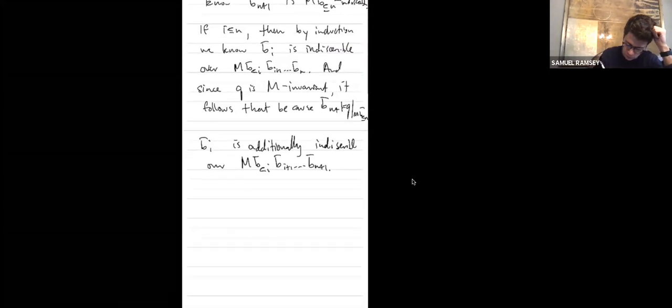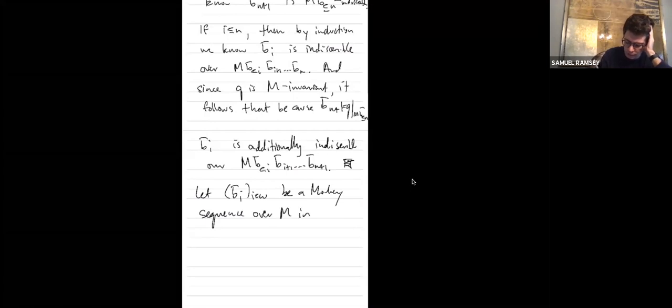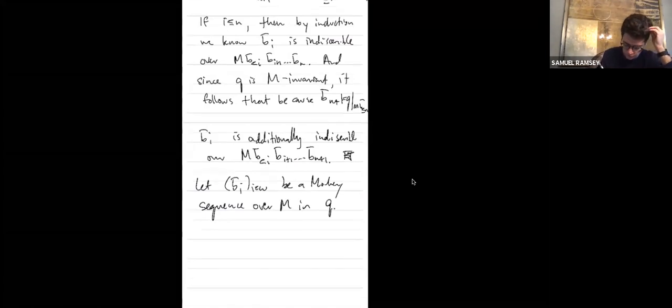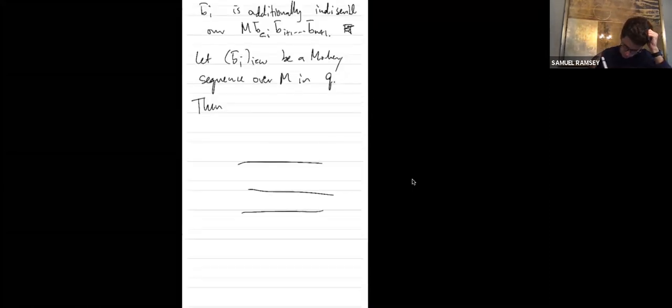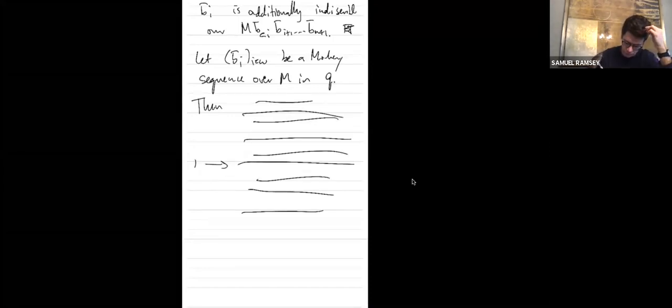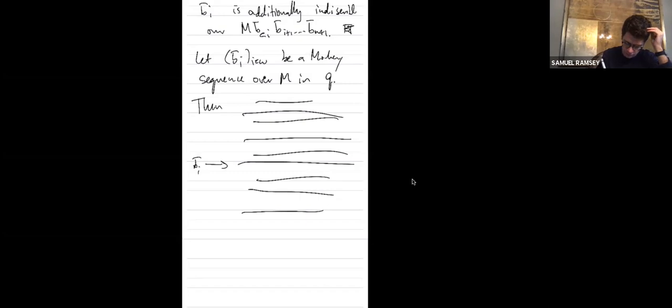Okay, so anyway, that's the proof of the claim. Let B bar I, I less than omega, be a Morley sequence over M in Q. Then what does our picture look like? We've got a whole bunch of rows. So each row is K inconsistent.